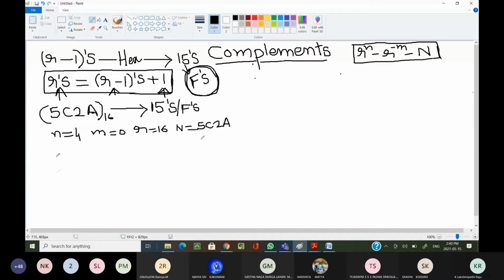Okay. Now we are substituting these values in our formula. 16 power 4 minus 16 power 0 minus 16 power 0 minus 0, minus 5C2A. Now you have to tell me the solution. You have to tell me what is 16 power 4. 16 power 4 is 65536. Okay, 65536.